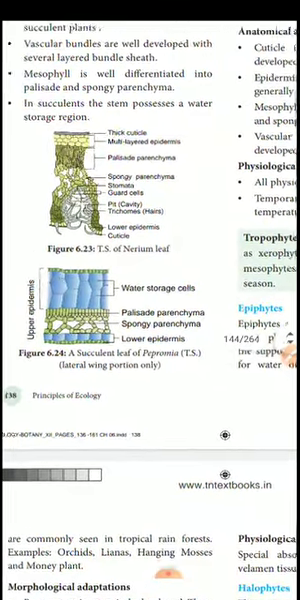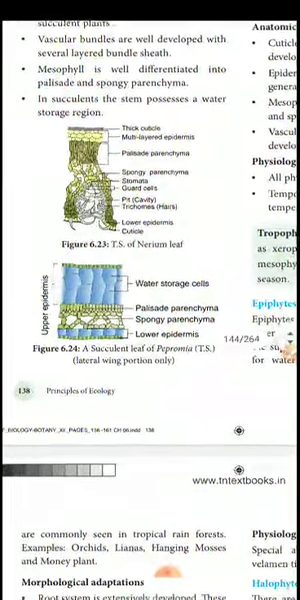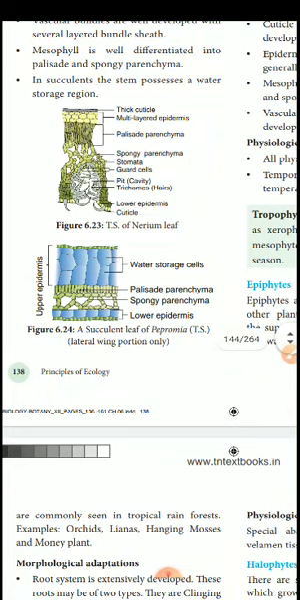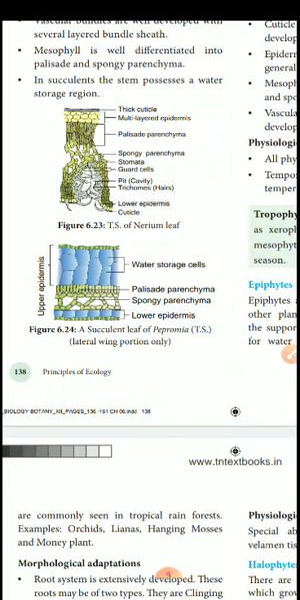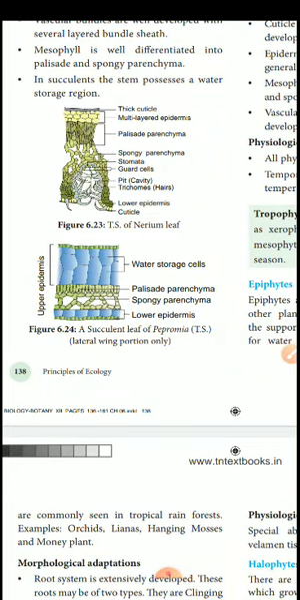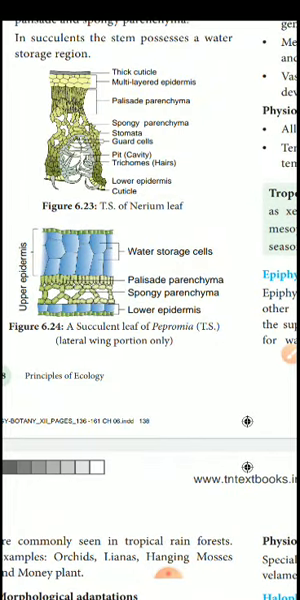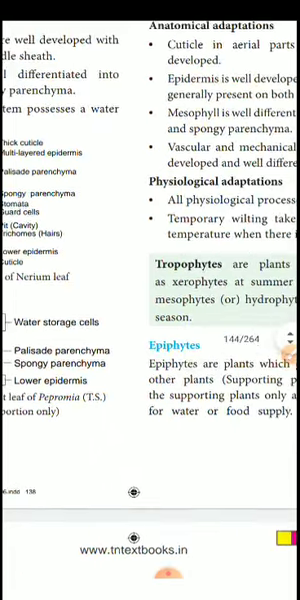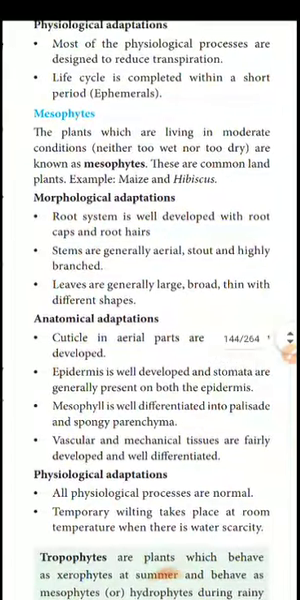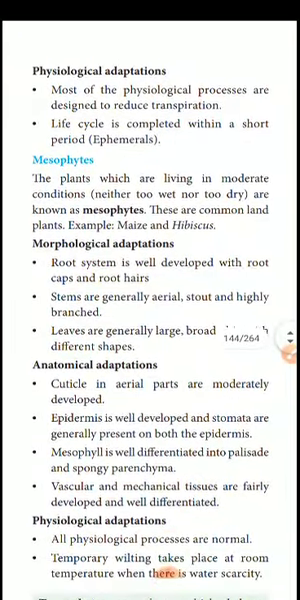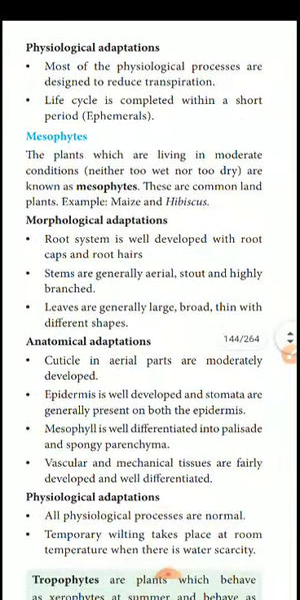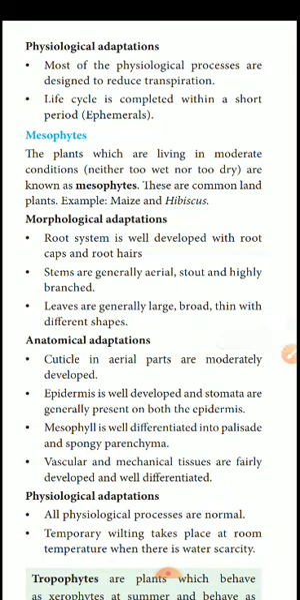So what is that morphological adaptation? In this separated leaf portion, we can show the upper epidermis. The water storage cell, this is the place we show in blue color, the water storage place, then the palisade parenchyma and spongy parenchyma. Below that are the palisade parenchyma and spongy parenchyma cells.